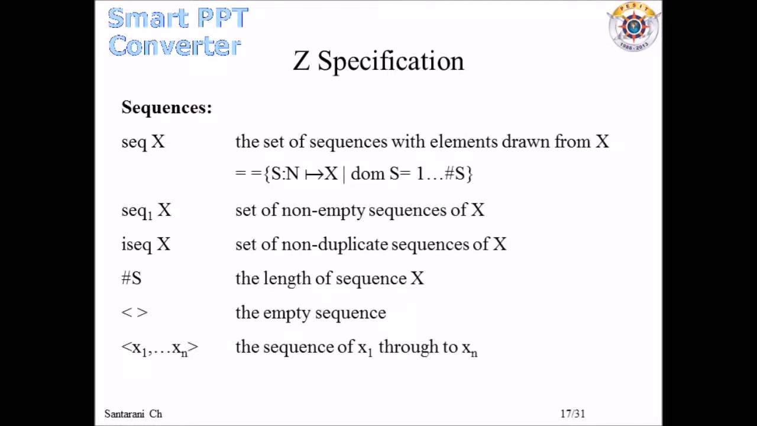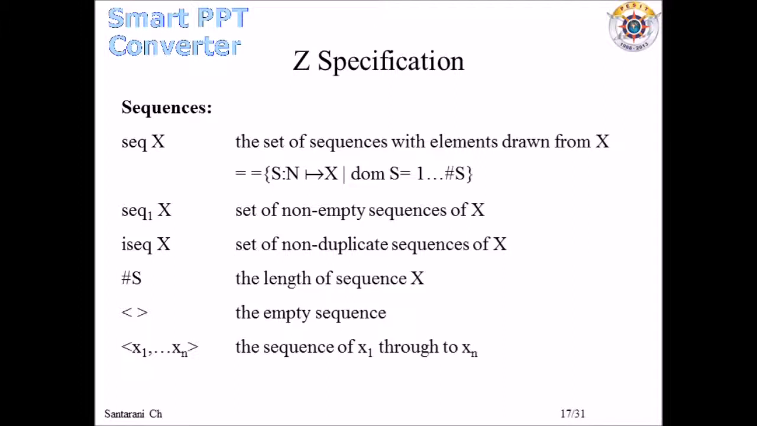For sequences, the operations are as follows. Seq X means a set of sequences with elements drawn from the set X. Seq1 X is a set of non-empty sequences of X. So seq X may also contain the empty sequence, but seq1 X means non-empty sequences, like N1 means the positive numbers where 0 is not included. Iseq X means the set of non-duplicate sequences of X, that is all unique sequences of X. Hash S is the length of the sequence S.